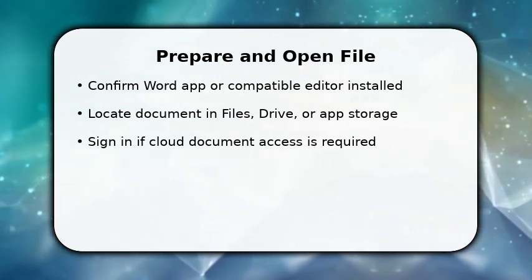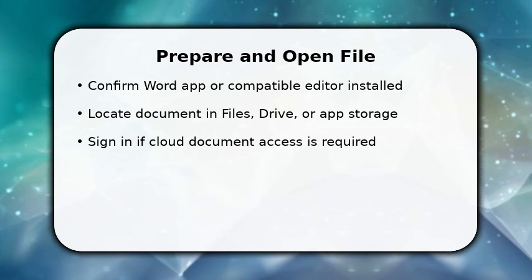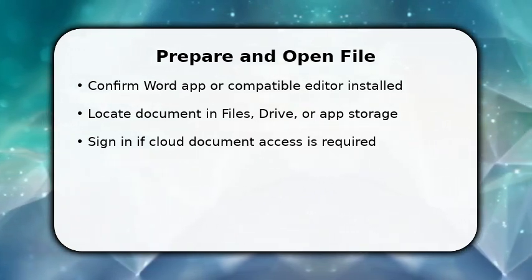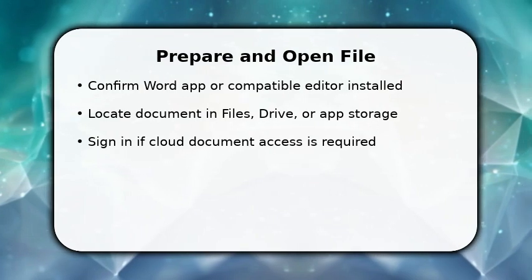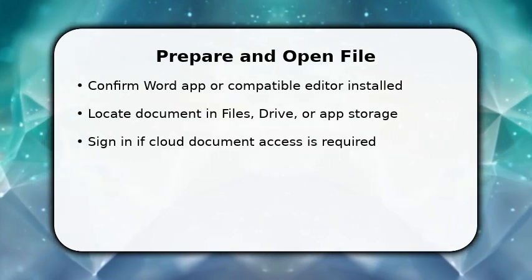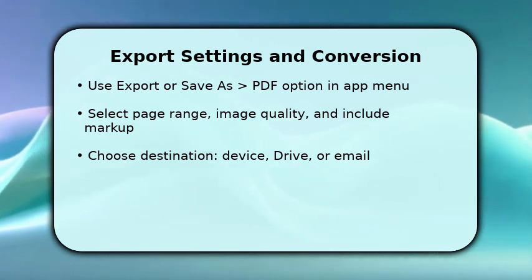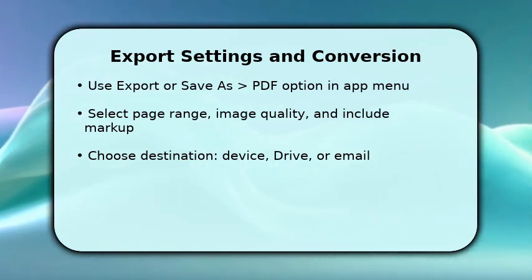Once the document loads, skim headings and images so you notice any layout quirks that may alter after export. This saves back and forth later. Now choose Export or Save As and pick PDF as the format. This step converts inline styles into a fixed layout file for sharing.